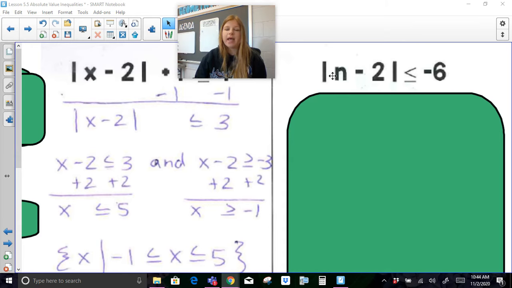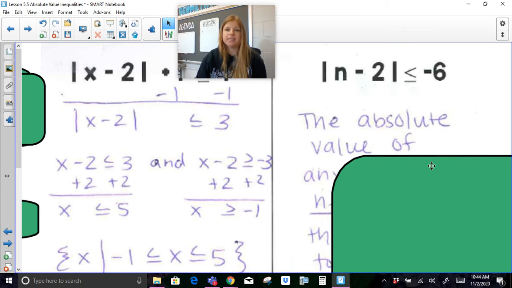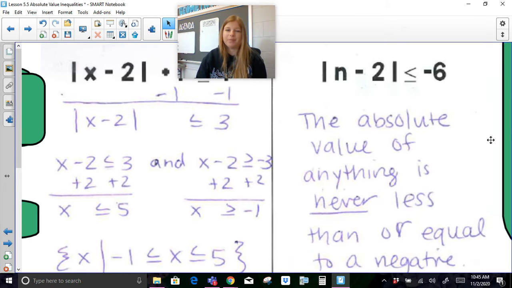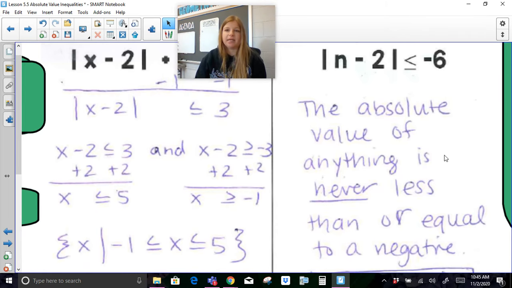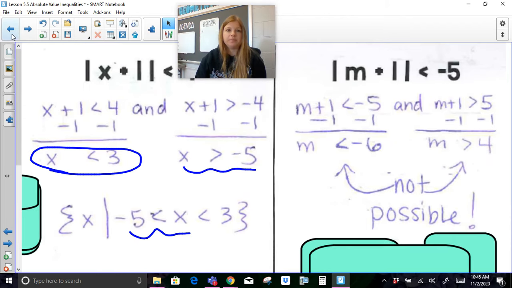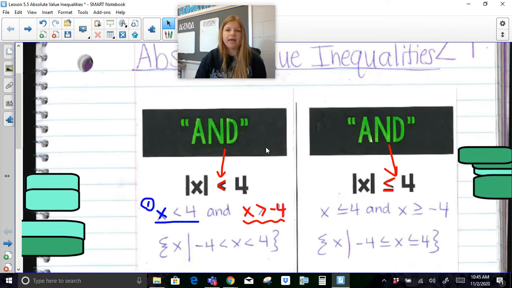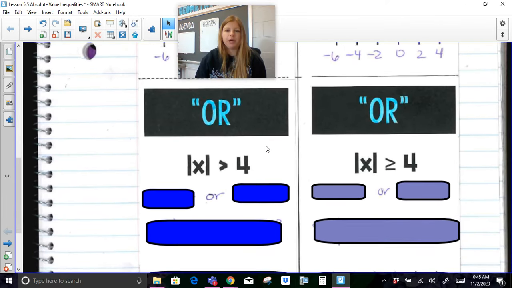Last one here. Absolute value of n minus 2 is less than or equal to negative 6. Now, the absolute value of something, remember, is always positive, and there's no way a positive number is ever going to be less than or equal to negative 6. Since we saw a problem similar to that before, that's going to tell us that there is simply no solution. And if you have the absolute value of anything less than or equal to a negative, it's going to be no solution. It's impossible. Okay, so now we're going to take a look at the other situation where we would have or.